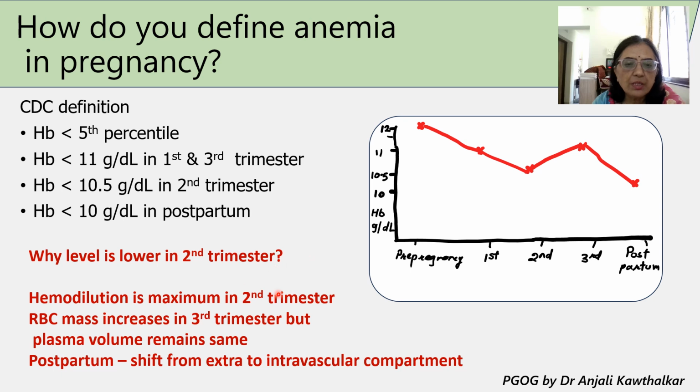So why it is lower in second trimester is hemodilution is maximum in second trimester. What is happening in third trimester is RBC mass keeps on increasing but plasma volume remains same, and that is the reason the cutoff has gone back to 11 gram per dl in third trimester. Postpartum, there is a major fluid shift, which is occurring from extravascular compartment to the intravascular compartment, leading to further hemodilution, and that is why the cutoff is lowest in postpartum period. It is less than 10 gram per dl.